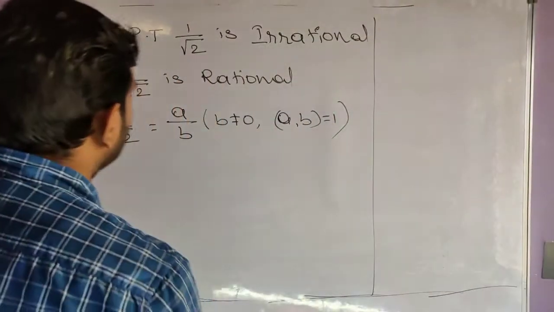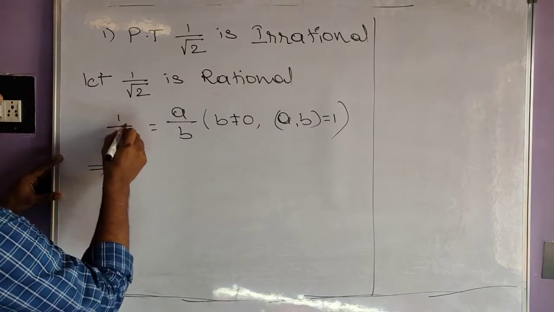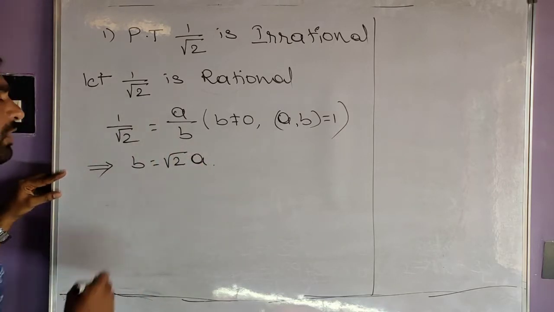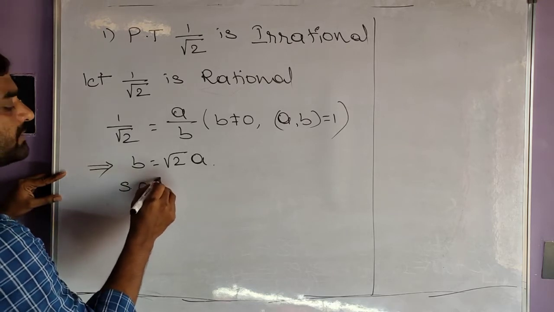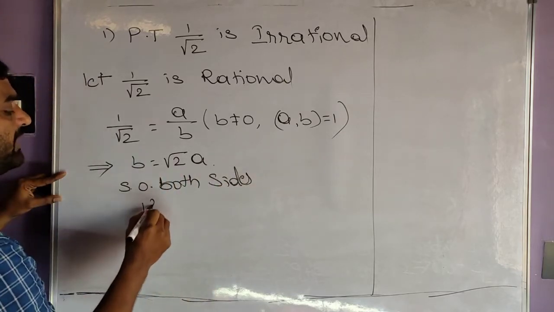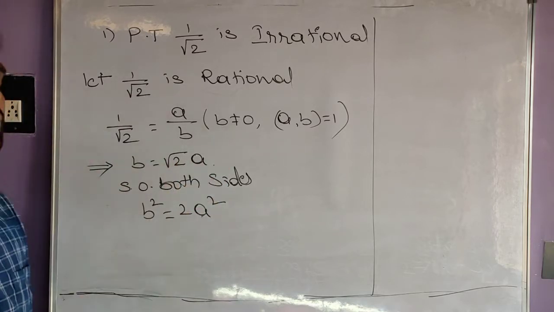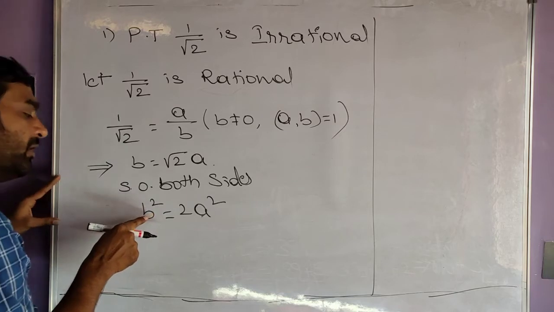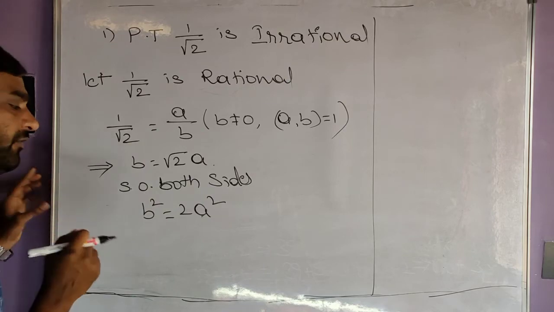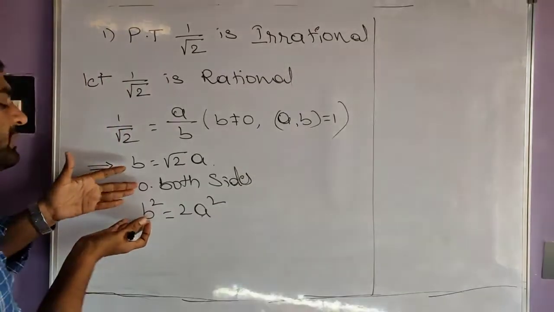Here, by cross multiplication, we can write b into 1, b is equal to root 2 a. Squaring on both sides, we get b square is equal to 2a square. Here, b square is divisible by 2. 2 divides b square. Why? Because we got b square equal to a multiple of 2, so b square is divisible by 2.